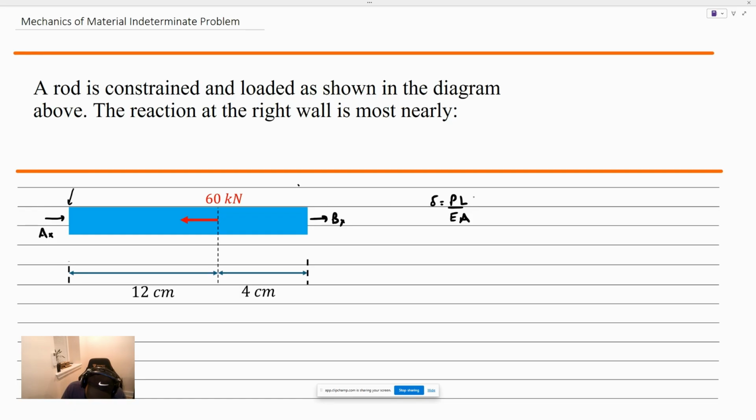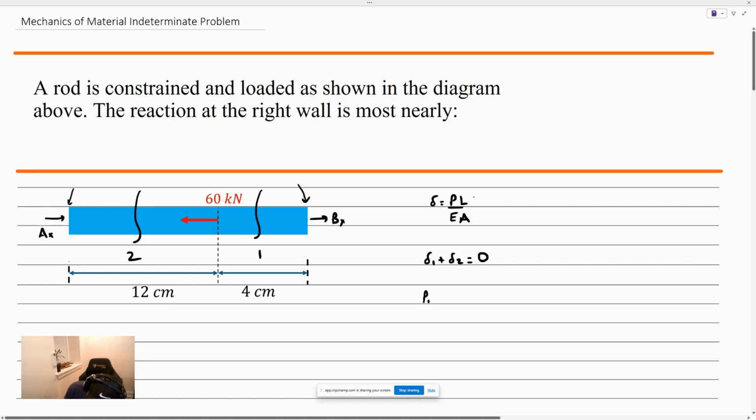We know these ends here are fixed, so that means their deflection is equal to 0. That means that if we sum the deflection between these two sections, section 1 and section 2, what we should get is 0. It's split up between two sections because the loading is going to change from one to the other, with a change of 60.